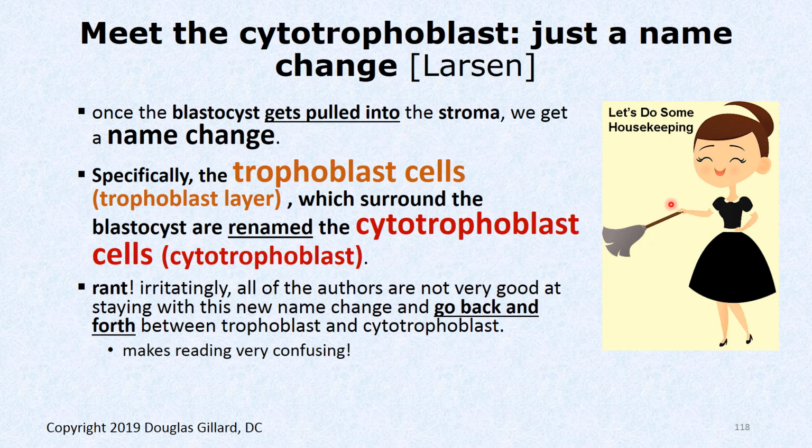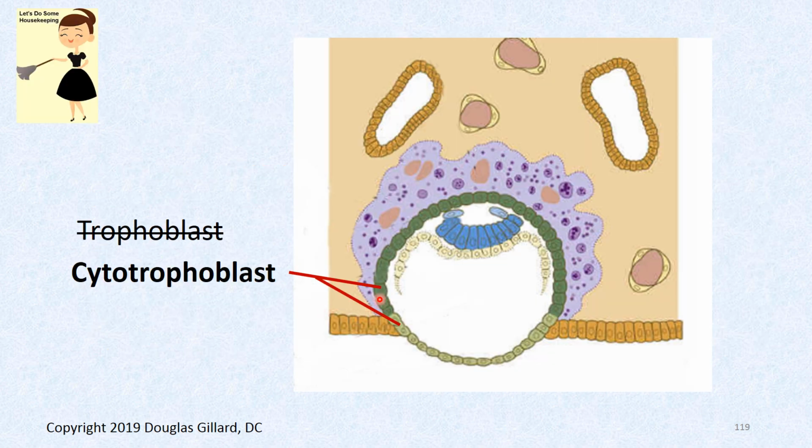Now we got some housekeeping to do. A simple name change has occurred, and I go on a rant here. The authors are absolutely terrible. You ever tried to read an embryology book, it'll drive you absolutely crazy because of this term, cytotrophoblast. But once the syncytiotrophoblast cells have occurred, have grown, and remember the trophoblast cells are the ones that actually are giving rise to this stuff. These cells are splitting and being pushed out here. So once the syncytiotrophoblast is here, you technically shouldn't call it trophoblast layer anymore. They changed the name to cytotrophoblast. But it's really the same thing.